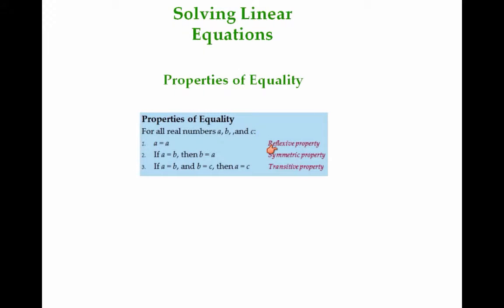The name of this property to support that is called the reflexive property. Number two, symmetric property. If A is equal to B, then B is equal to A. That's pretty obvious too. Transitive property. If A is equal to B, and B is equal to C, then A is equal to C. That should be pretty obvious also. So these were the properties of equality.